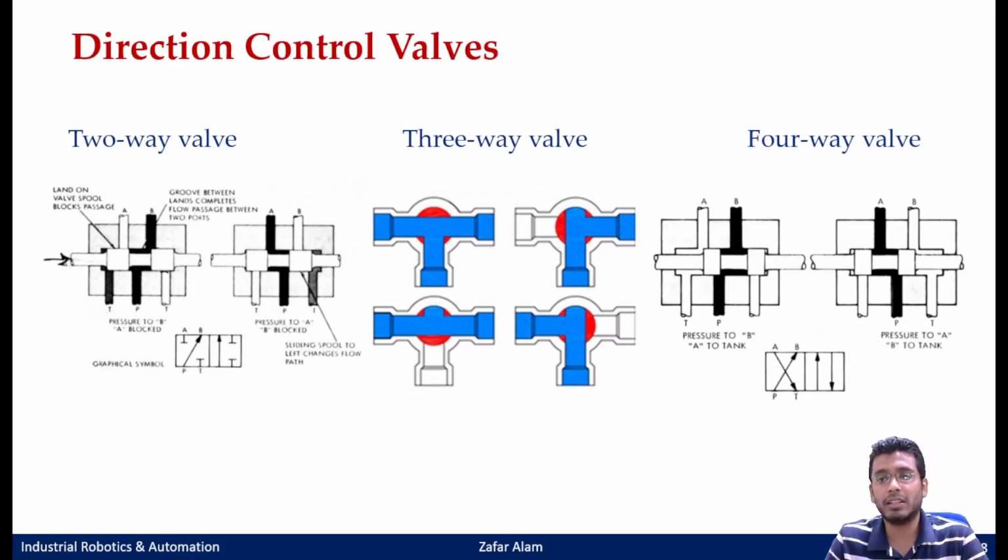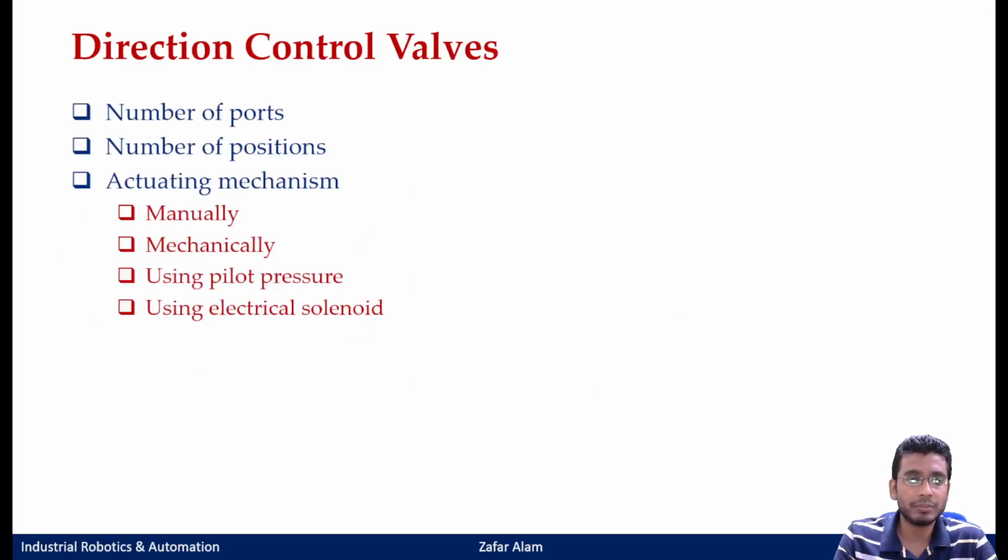So these are the uses where your four-way valves are used. Typically in pneumatic and hydraulic systems, they are used for connecting your double acting cylinders. Now again, when we talk about direction control valves, we will be going more into the number of ports in the valves, how they are named, the number of positions of the valve, and how the valve is actuated.